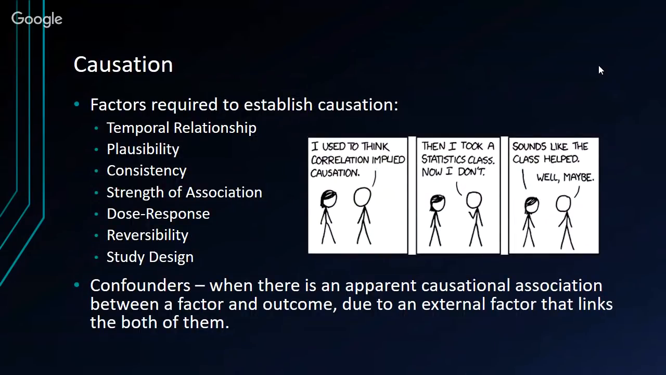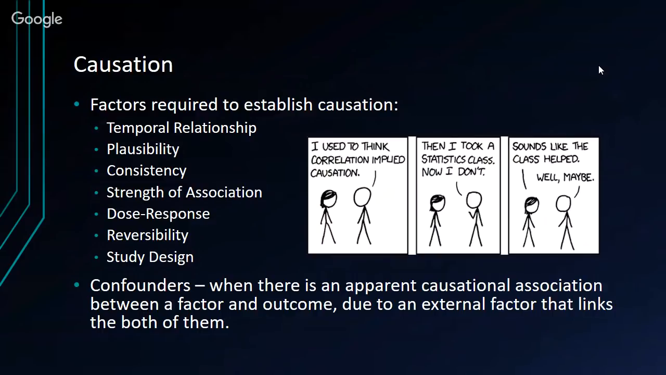So factors for causation. There are 7 factors needed for causation. So I'll just go through them. Temporal relationship. So was the exposure to the causative agent before the onset of the disease? Fairly straightforward. Plausibility. Does it make sense? Is it consistent with other knowledge that we know? Consistency. Do many studies give the same finding? Do lots of people have the same outcome?